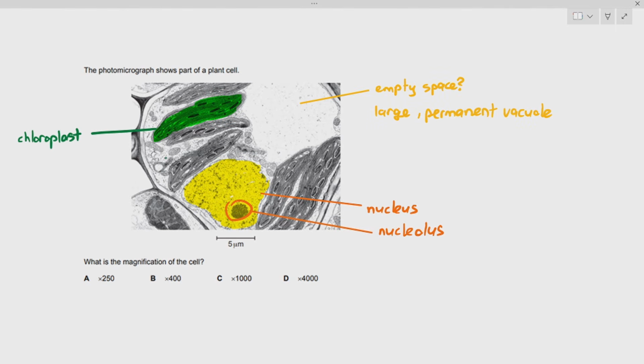Now, they're asking you what's the magnification of the cell. We can't do this question here, but in the exam, what you just have to do is use your ruler, measure the scale that you can see, the 5 micrometer. Whatever measurement you get on your ruler, divide that by 5 micrometer and you'll get your answer. Okay, so hope you understand that one. And let's see the next one.